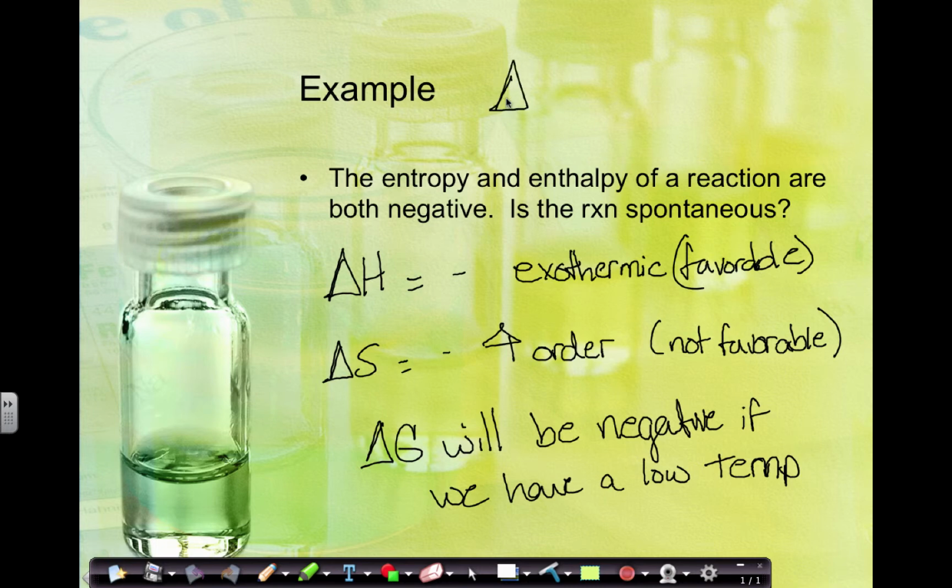And then you can also look at your equation for Gibbs free energy, and that might help you too. So I know that I have a negative number for delta H. I also know that I have a negative number for delta S. So in order for delta G to be negative, this temperature has to be low enough so that we don't create a positive number for delta G.